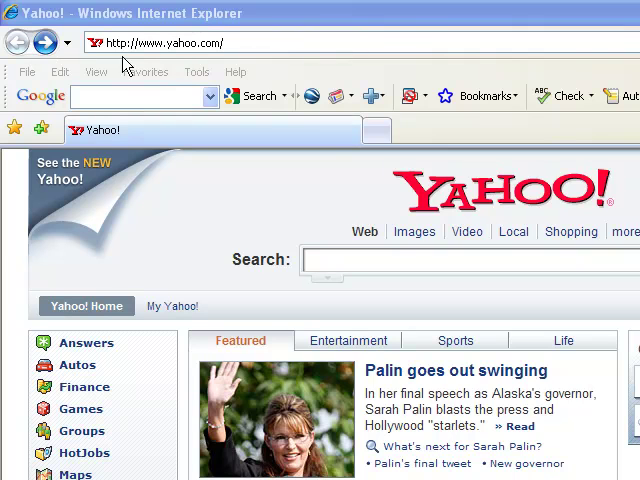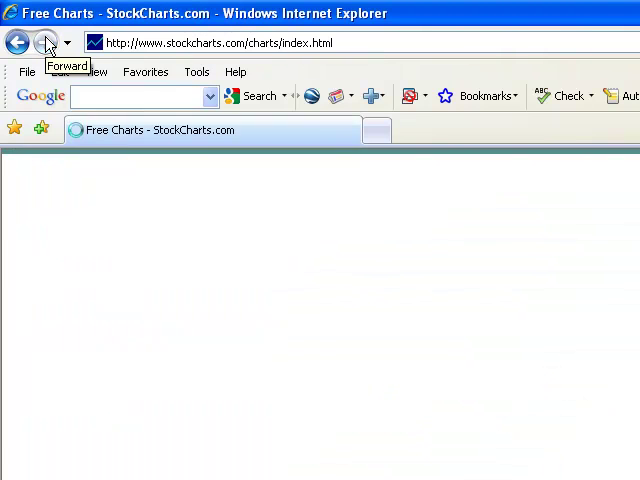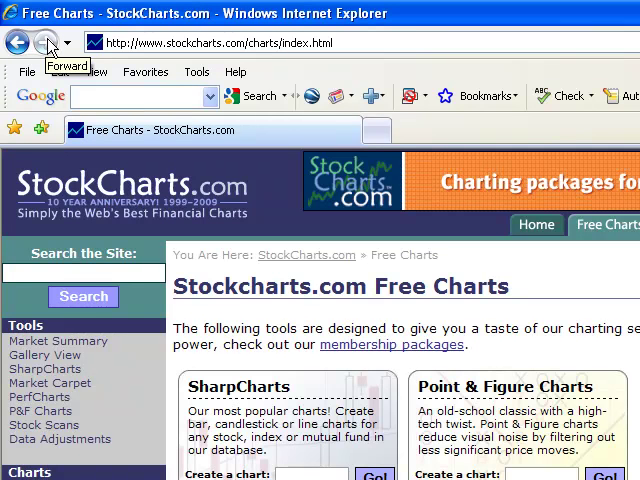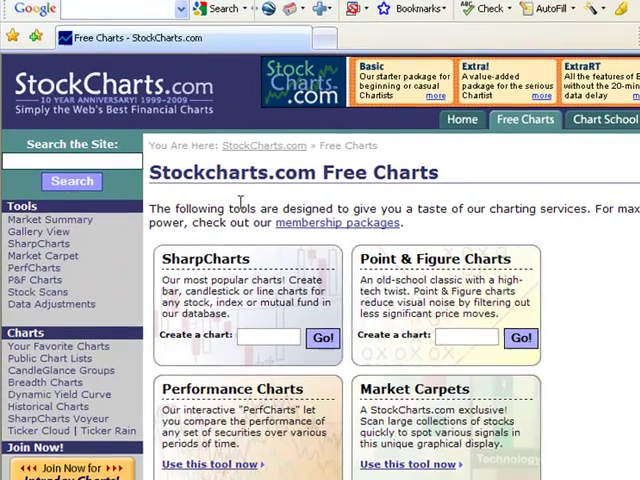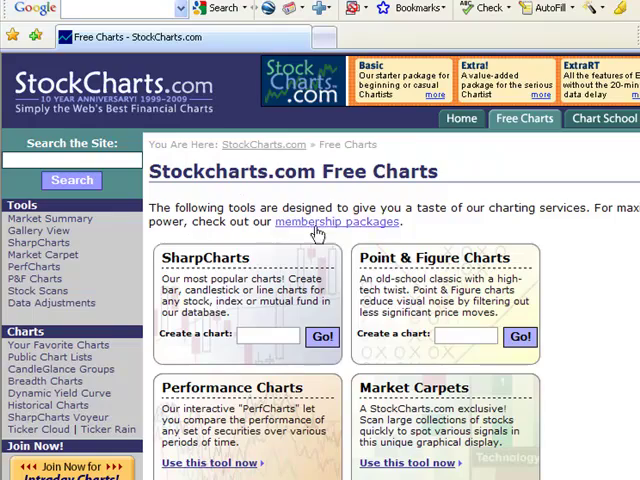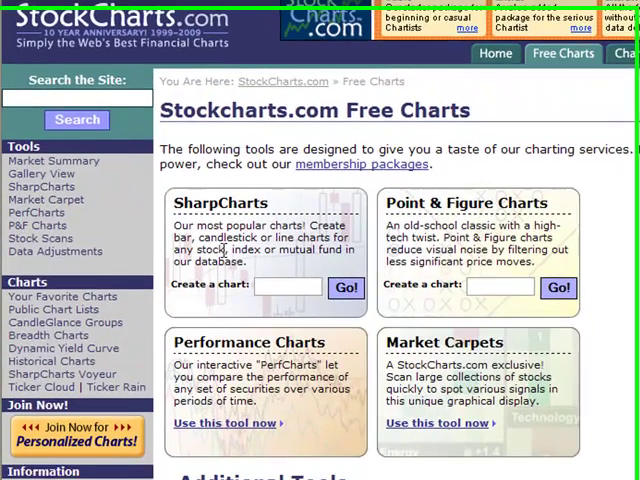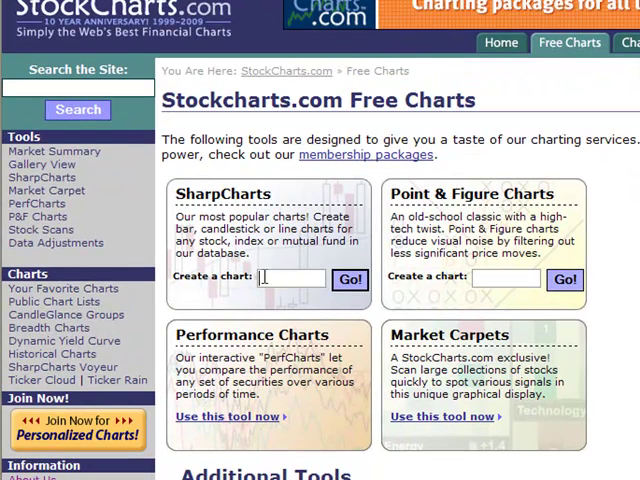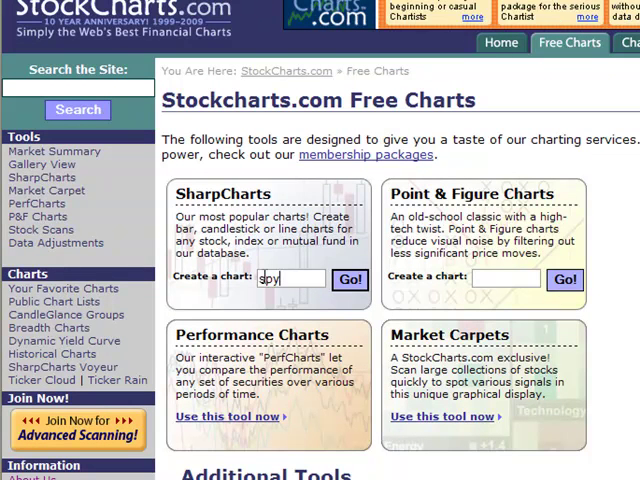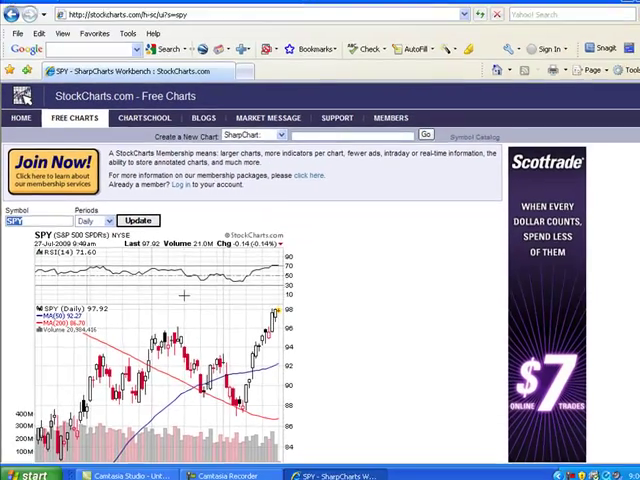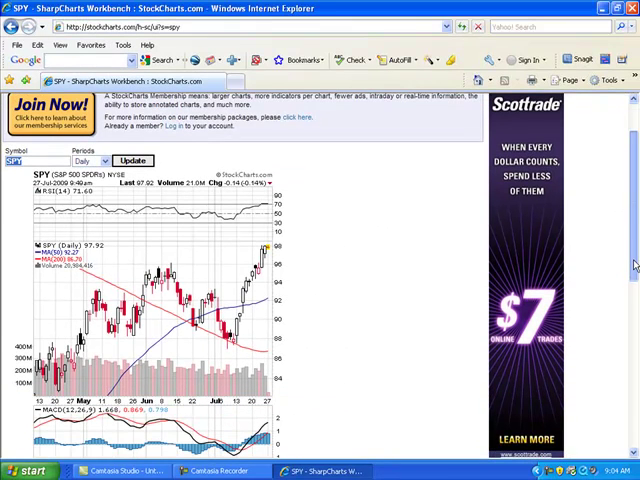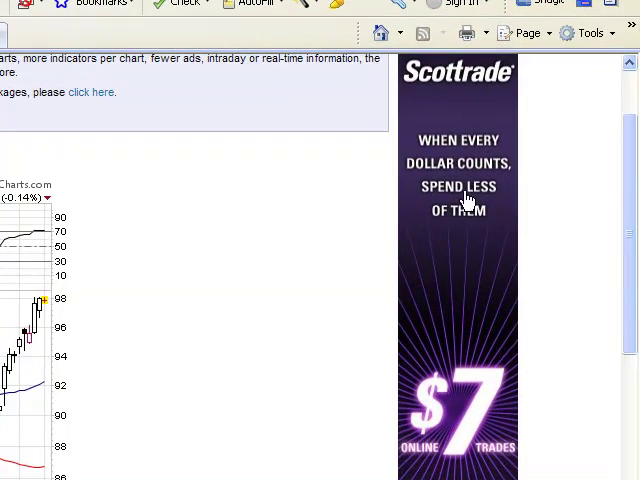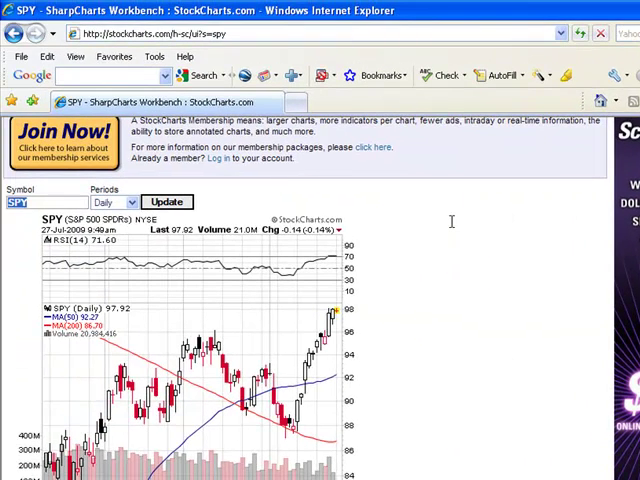So from the main site of your web, I'm going to ask that you go to stockcharts.com, and you'll notice that it comes up right away with a front page that is free, and we're going to go into this area right here called Sharp Charts, and we're going to enter our stock symbol. In this case it was SPY. SPY, as I talked to you before, was the symbol for the ETF, exchange traded fund, that tracks the S&P 500, and basically it comes up with a daily chart.